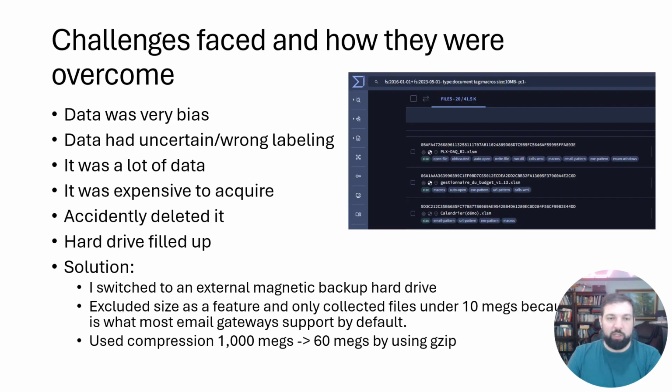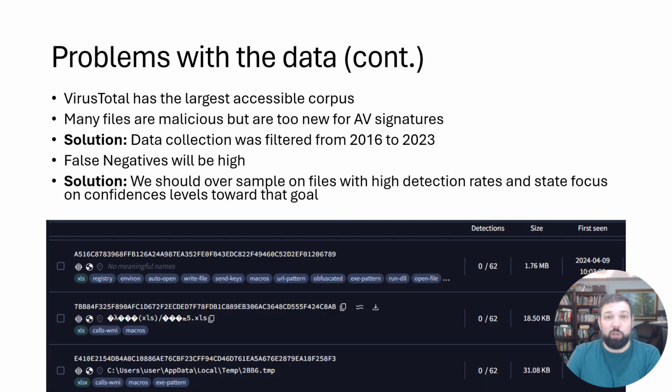There were several challenges. The data was very biased, and it didn't have perfect labeling, and I accidentally deleted a lot of the data at one point. And it was expensive to acquire, and I did fill up my hard drive. So I did switch to an external hard drive, and I put a ban on the documents that I was collecting from 2016 to 2023 to give antivirus companies at least a year to classify many of those very malicious documents.